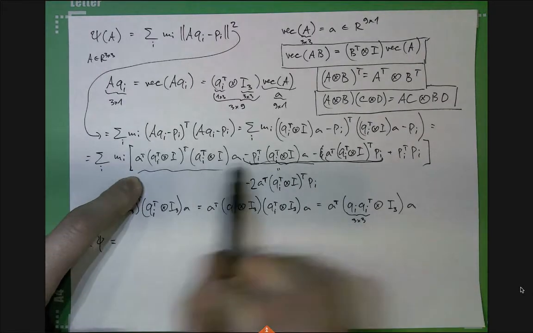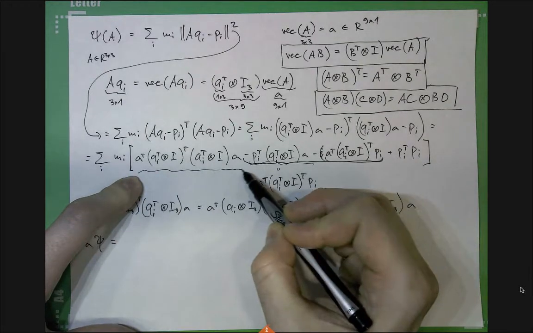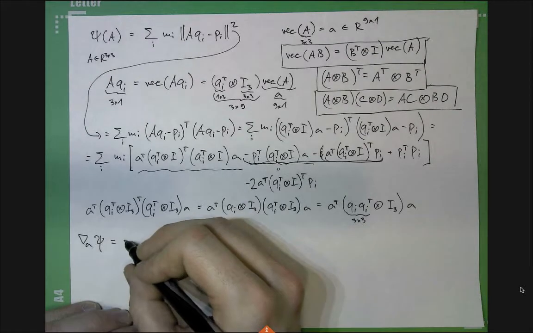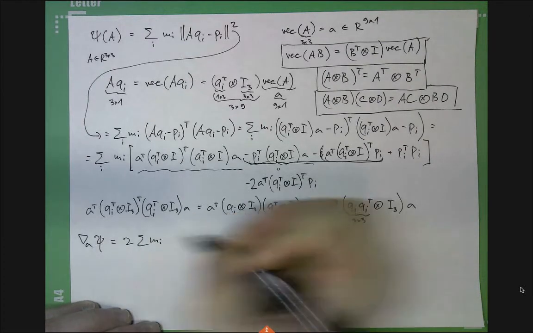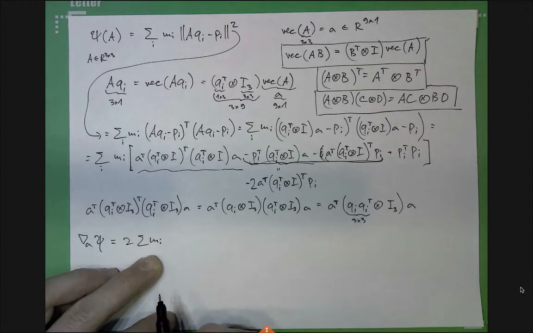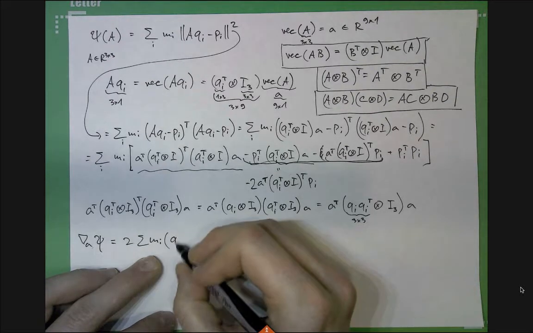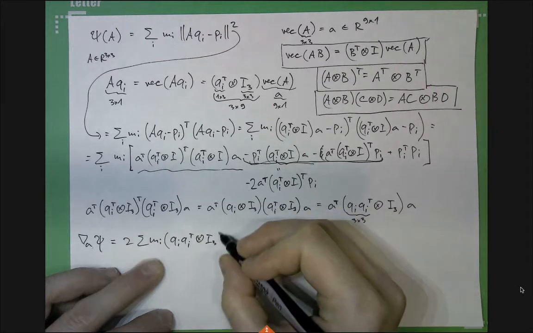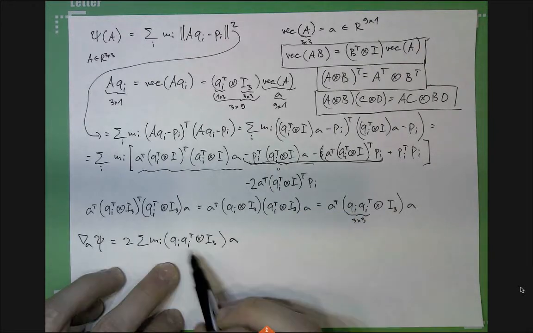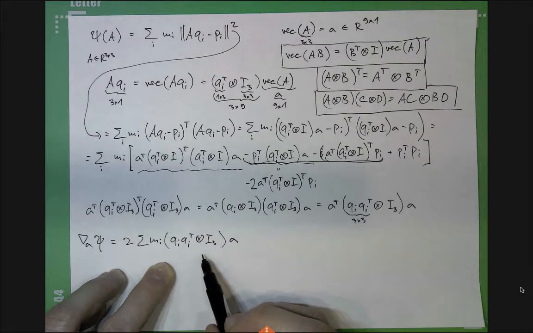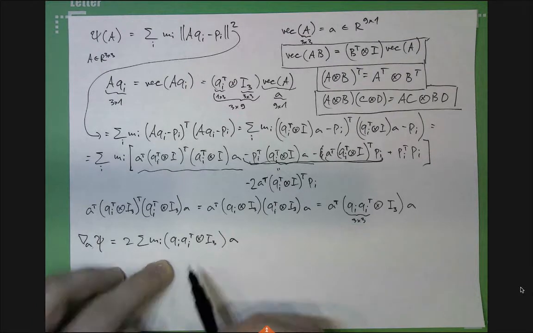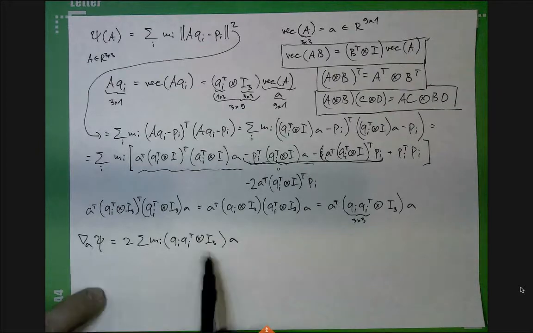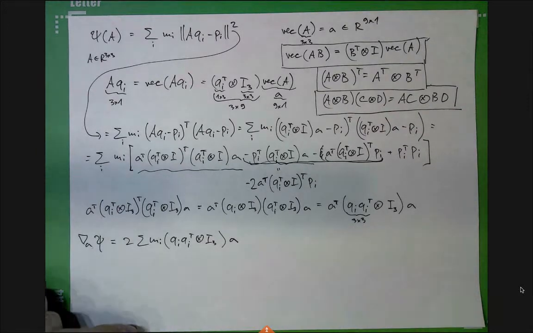So I will use the simplified form of this term here. So this is going to be just 2 sum of mi times qi qi transpose Kronecker I3 times A. That's because this matrix obviously is symmetric, right? So I don't have to play the A plus A transpose game. I can just put this there twice. Is that correct? Yeah, I think so.